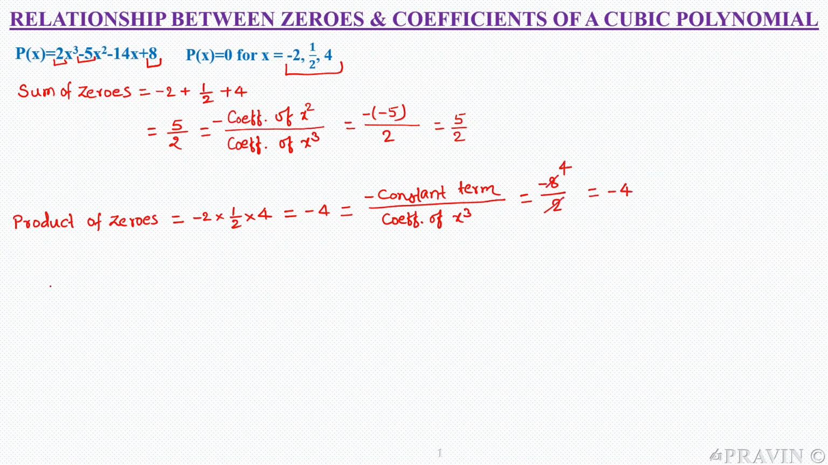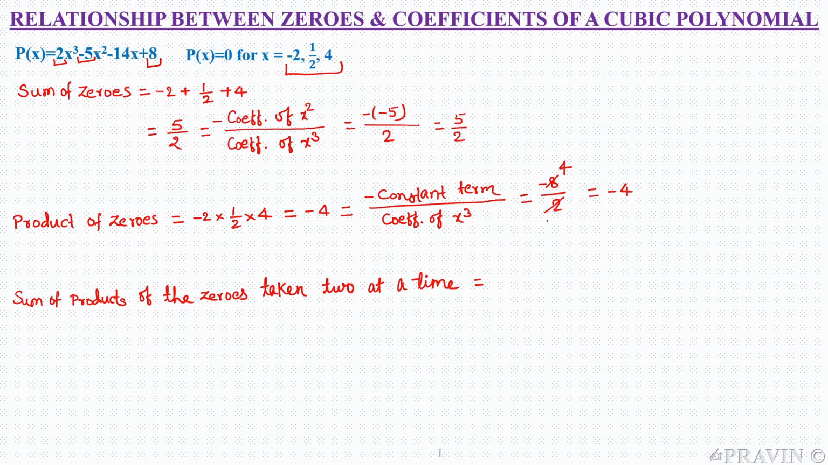However, there is one more relationship for a cubic polynomial, which is the sum of products of the zeros taken two at a time. What does this mean? You need to take the product of the zeros and sum up those products, but the products must be in such a way that two zeros are taken at a time. Let's see how to get this.